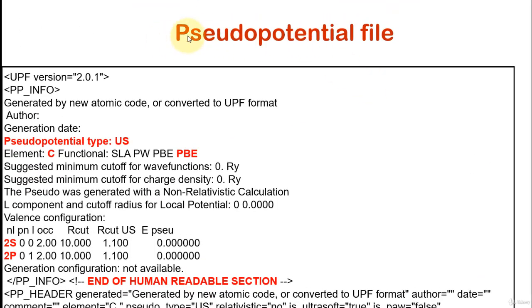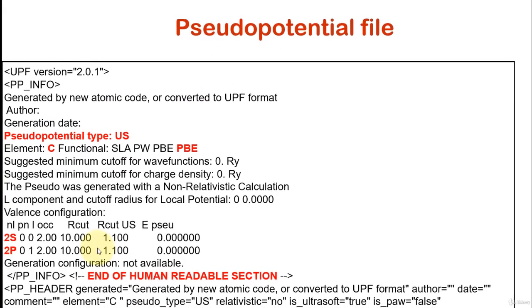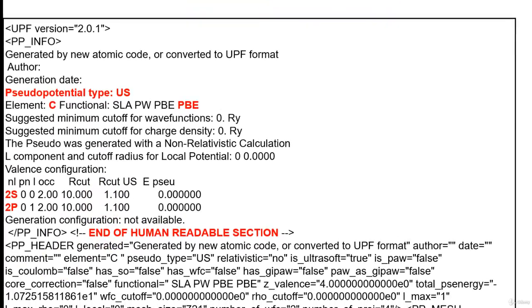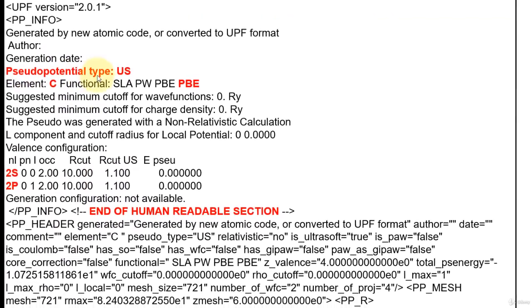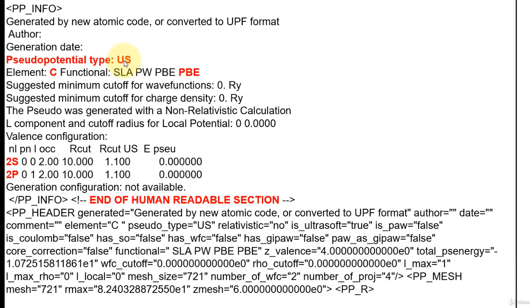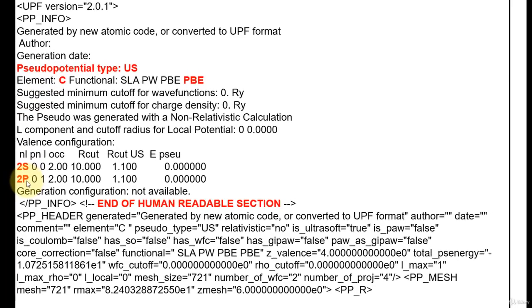If we open the pseudo-potential file with Notepad or similar software, we can see this text file. It gives important information about this type of file. For example, we can see the pseudo-potential type, that is US, meaning ultrasoft. Also, the functional type, that is PBE, the element, that is carbon. And also, it considers 2s and 2p carbon orbitals.